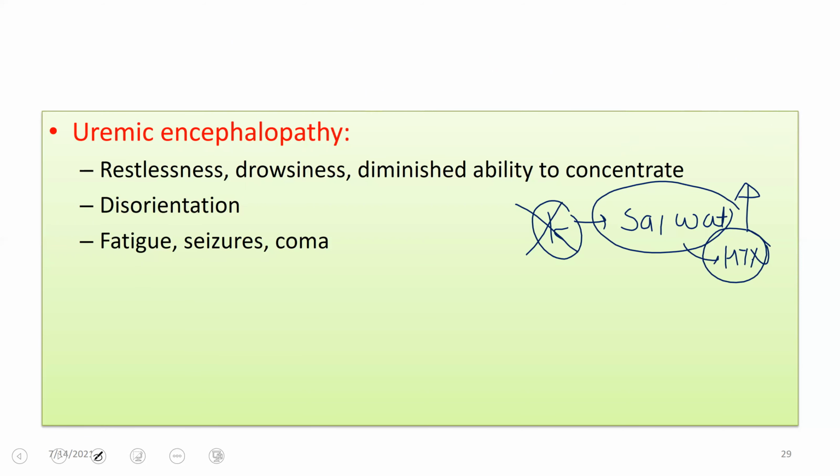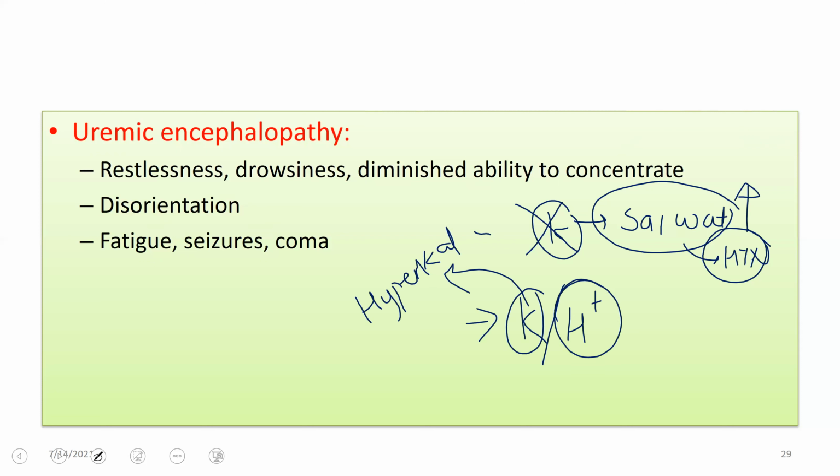And not just that, we know the function of the kidney is to get rid of potassium and also to get rid of hydrogen ions. If the kidney is not able to do so, there will be increased amount of potassium manifesting with hyperkalemia. So that will result into hyperkalemia, and that will manifest with metabolic acidosis as well. So these are also features that can be associated with uremia.